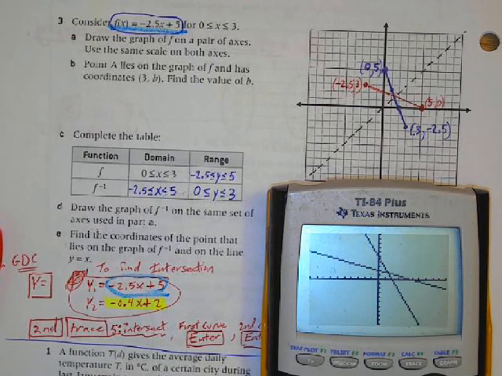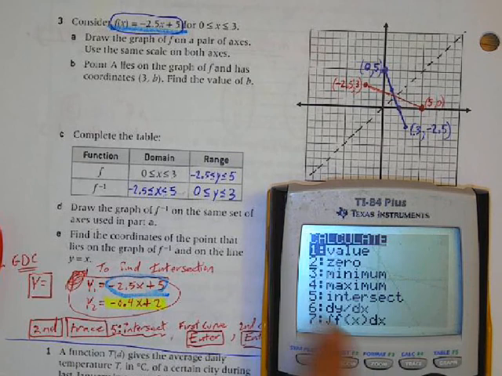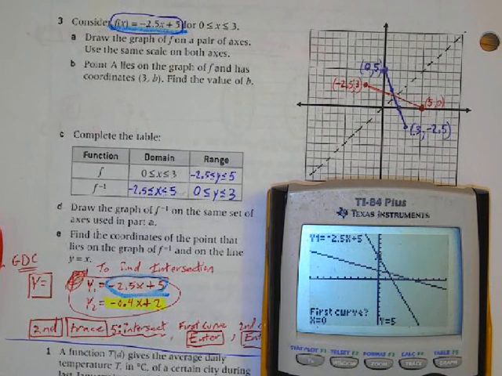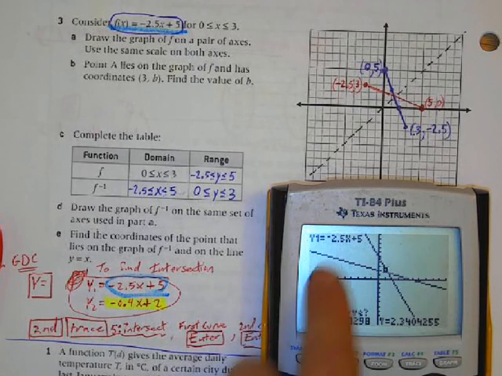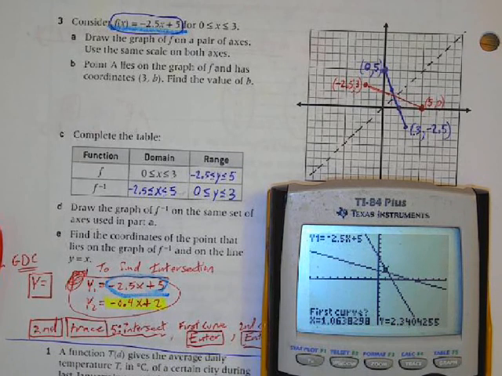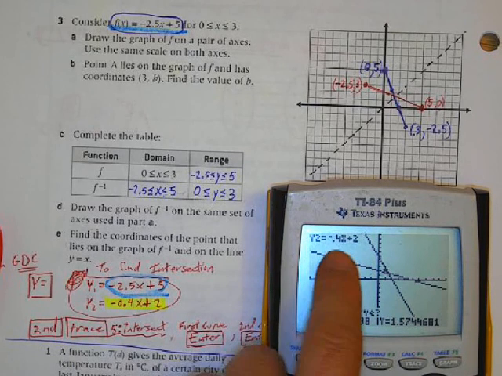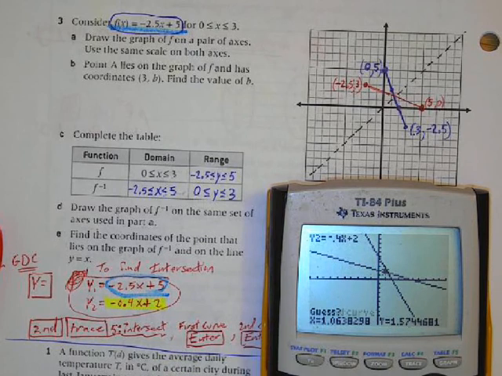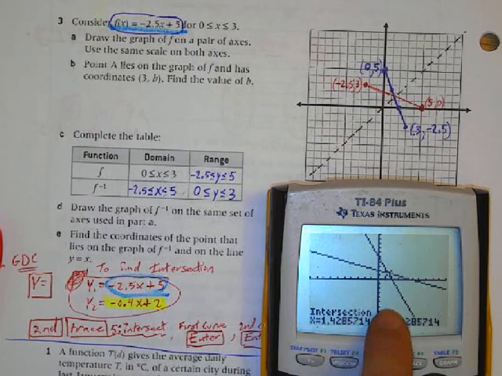Okay, if I want to find the intersection, you might recall we do second trace, and then I go down to intersect, I hit enter. It says first curve, it lists this equation, I hit enter. Now it says second curve, it lists the other equation, I hit enter. It says guess, I hit enter again, and my intersection is going to be 1.4, 1.4.